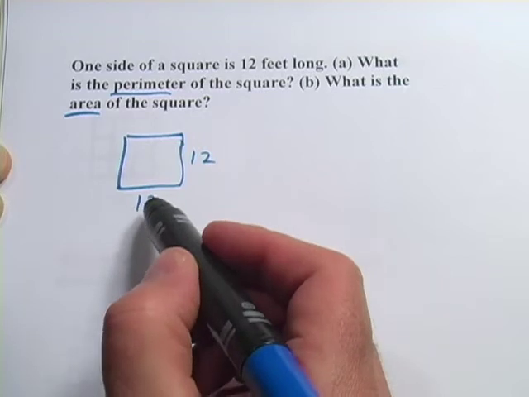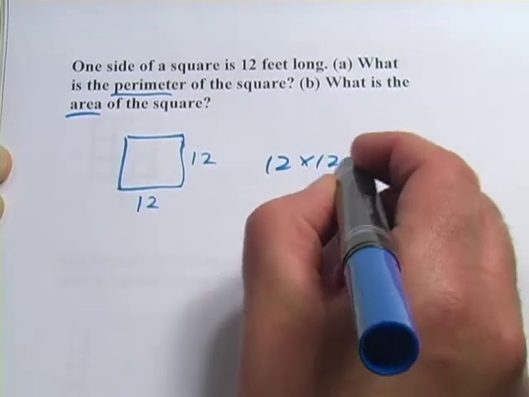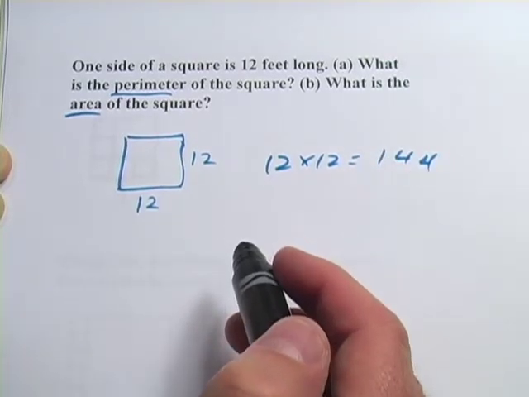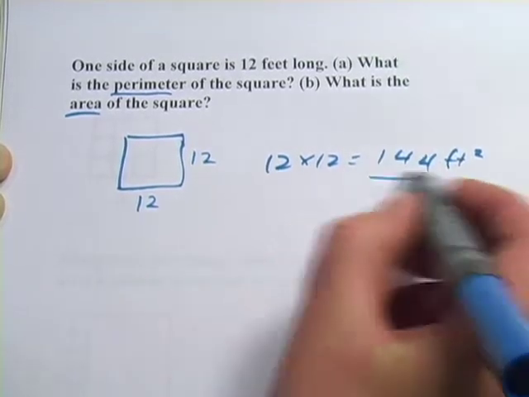And let's do the area first because that's what we have been doing. The area is just going to be the length times the width, or 12 times 12. And that's 144. And what are the units here? Feet. So square feet. So that's the area.